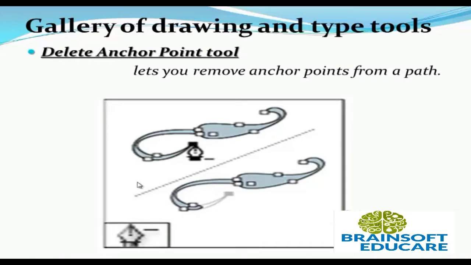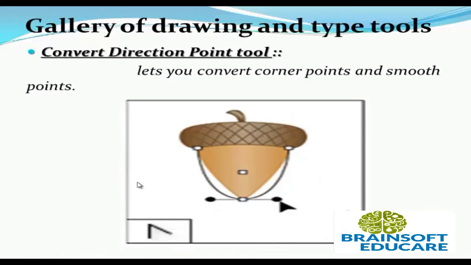Third one, delete anchor point tool. It is used to remove anchor points from a path. This is the example of the delete anchor point tool, where it removes some part of the object.